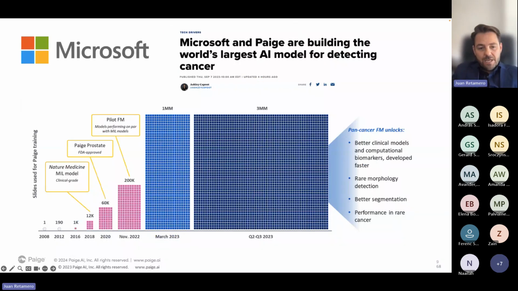So with that in mind, obviously, a lot of water has gone under the bridge ever since that study was published. And here we can see comparatively the size of the data sets that have gone into training all of these models in comparison to that Nature Medicine paper, and how different models have been trained using increasingly large data sets. For instance, here we see the data set that was used to train Paige Prostate, which to date is the only FDA-approved solution in pathology, was 60,000, which is starting to pale in comparison to the massive data sets that we are using today to train foundation models.